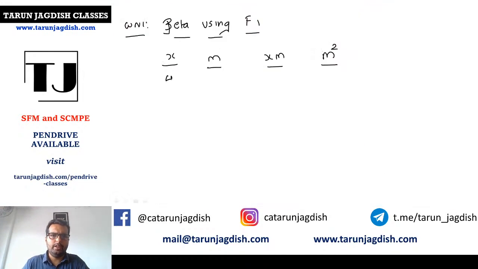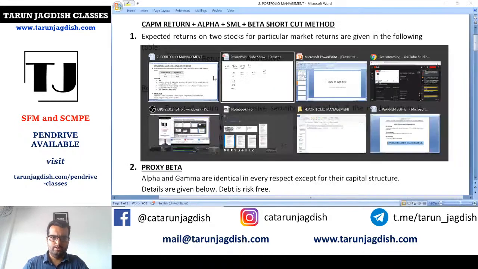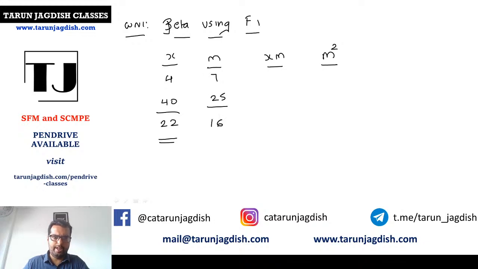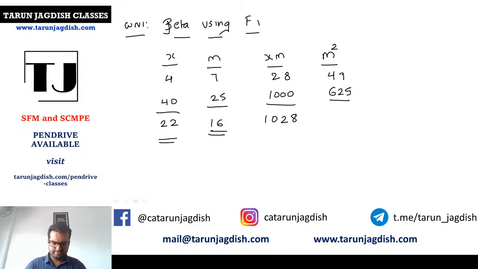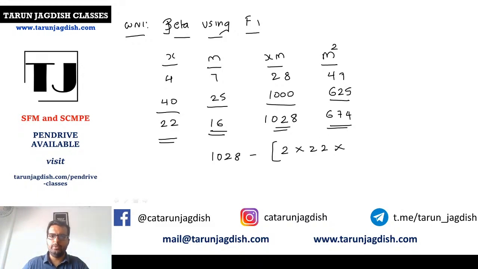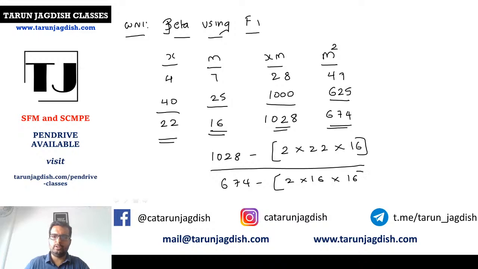Alright, x will be 440 and the average will turn out to be 22. M will be 725, average will be 16. xm: 28, 1000, 1028; m square: 49, 625. I get the answer as 674. So the formula will be sigma xm, that is 1028, minus, outcomes are only 2, x bar is 22, m bar is 16, whole divided by sigma m square minus 2 into 16 into 16.